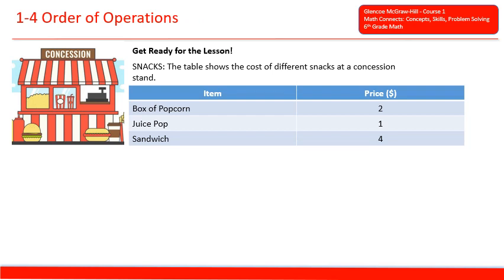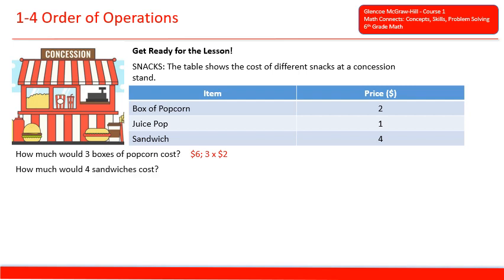Snacks. The table shows the cost of different snacks at a concession stand. So popcorn is $2, juice pop is $1, and a sandwich is $4. How much would 3 boxes of popcorn cost? So it would be $6 because we would multiply $2 times 3. How much would 4 sandwiches cost? $16. 4 sandwiches times $4 is $16.